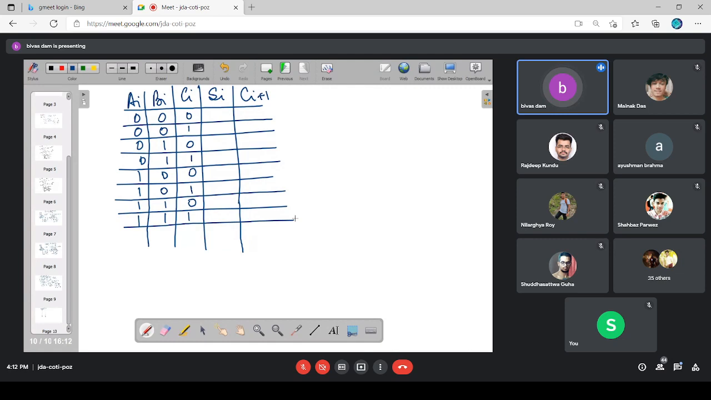Now tell me what will be the outputs. When adding 3 zeros in the decimal domain, what will be the result? 0. So most significant bit is 0, least significant bit is also 0. Two 0s and one 1, so result will be 1. So most significant bit is 0, least significant bit is 1.